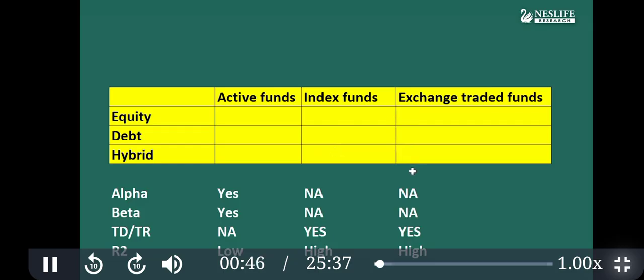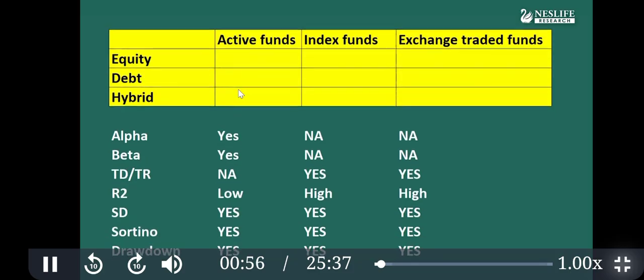Exchange traded funds have the same categories. Now, these categories are based on the underlying asset where the mutual funds or ETFs are investing. Okay. Now, let's compare all these three: active, index funds, and exchange traded funds. What is the difference? Active funds are unlisted. They are not traded on the stock exchange. You have to buy directly with the AMC or aggregator.